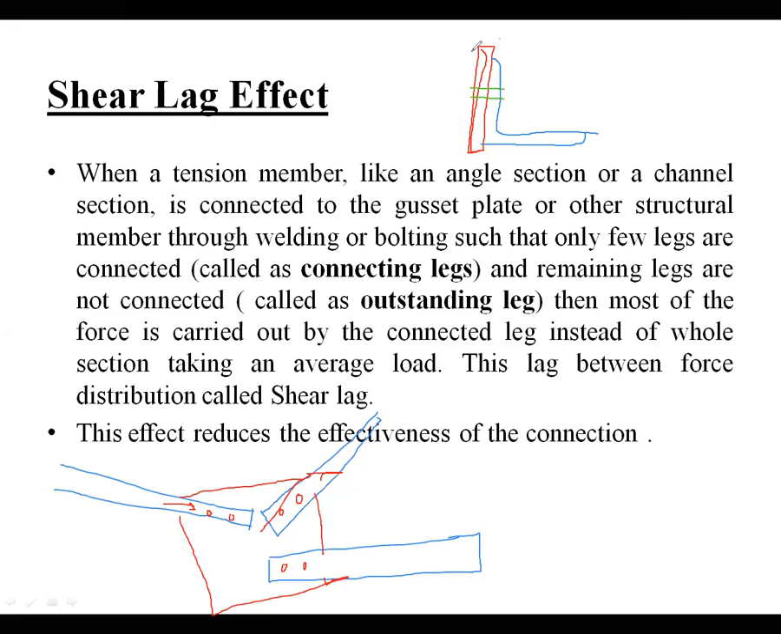First we need to read the definition. When a tension member like an angle section or channel section is connected to the gusset plate or other structural member through welding or bolting, such that only a few legs are connected. In a particular angle section, this is the one leg.